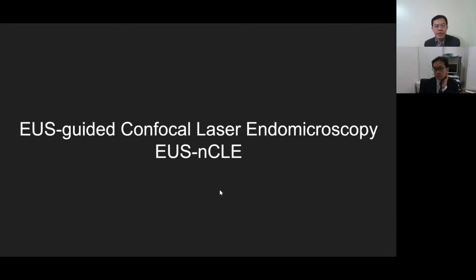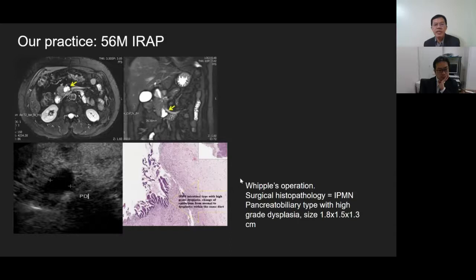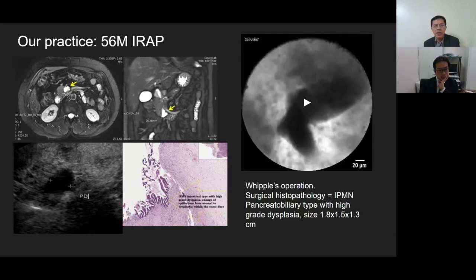So then the second one is EUS NCLE. For EUS NCLE, let me show a case from my practice. This is a 56-year-old male who came to see me because of idiopathic recurrent acute pancreatitis. I did an investigation and found a small cystic pancreatic lesion around the head of the pancreas. With the morphology from the MRI, we don't know exactly what cyst that is.